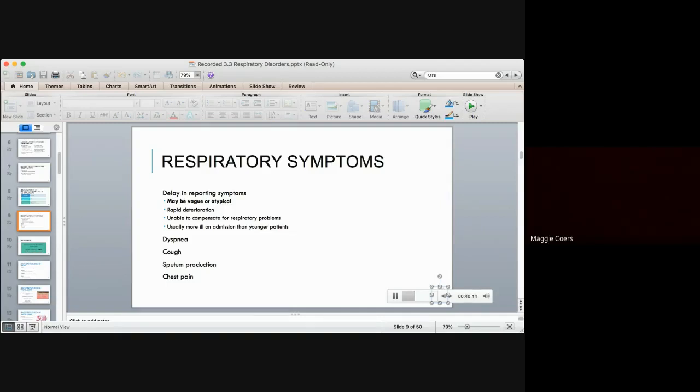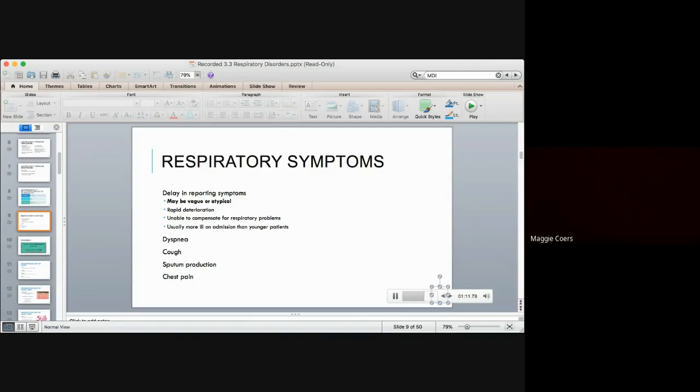However, the older adult may delay telling anyone about it because they feel it's normal and they minimize it. By the time an older adult actually sees anyone for respiratory symptoms or seeks care, the illness is already pretty far along. So when an older adult comes to the ED or the clinic, usually they come in quite ill compared to their younger counterparts at the same stage of an illness.